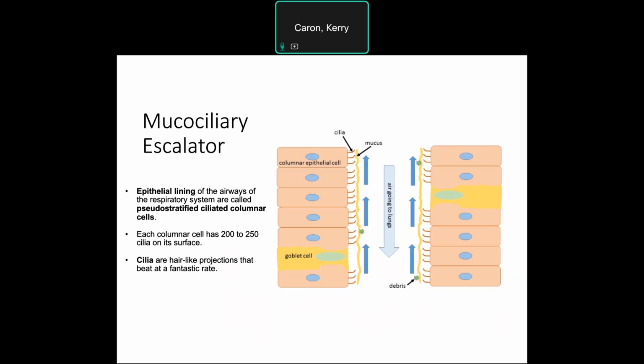Okay, within the trachea, we have what's called a mucociliary escalator. The trachea is lined with epithelial cells, pseudostratified ciliated columnar cells. So we have these columnar epithelium with cilia on them. And each columnar cell has about 200 to 250 cilia on its surface. And those are hair-like projections that beat at a fast rate.